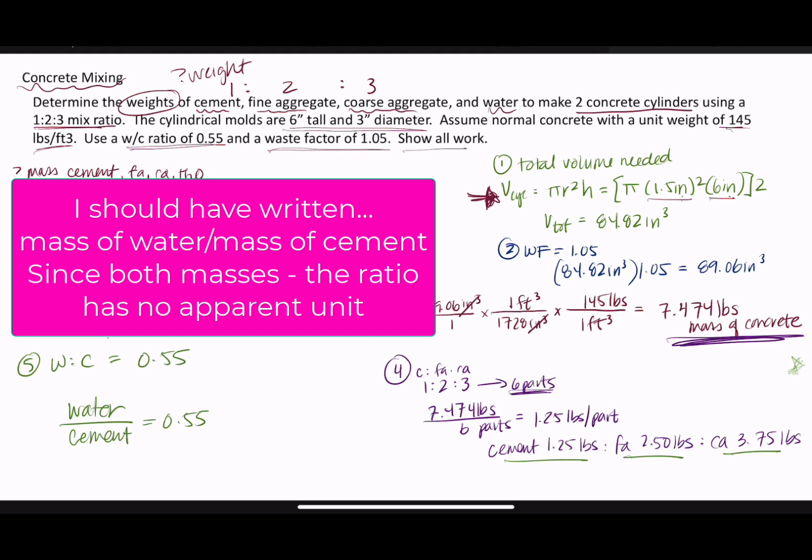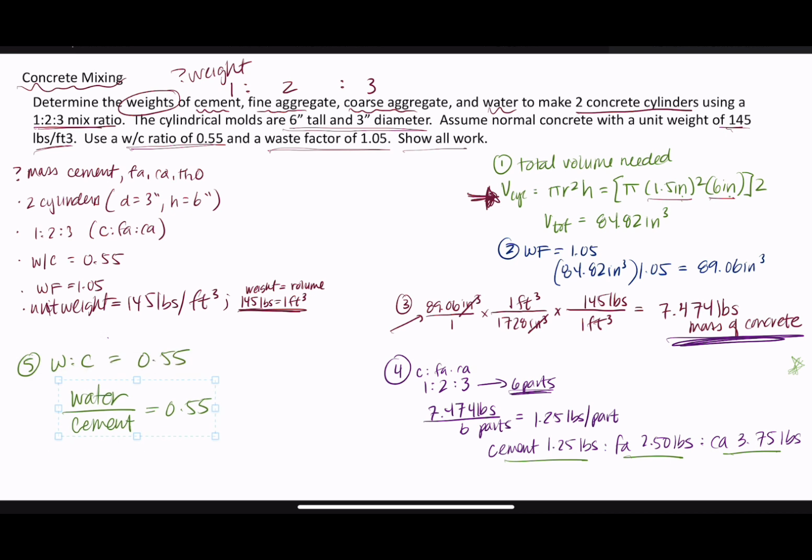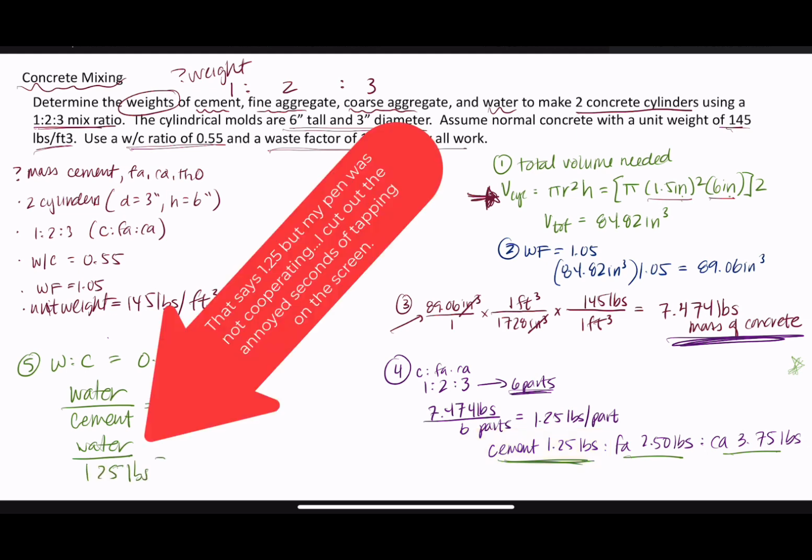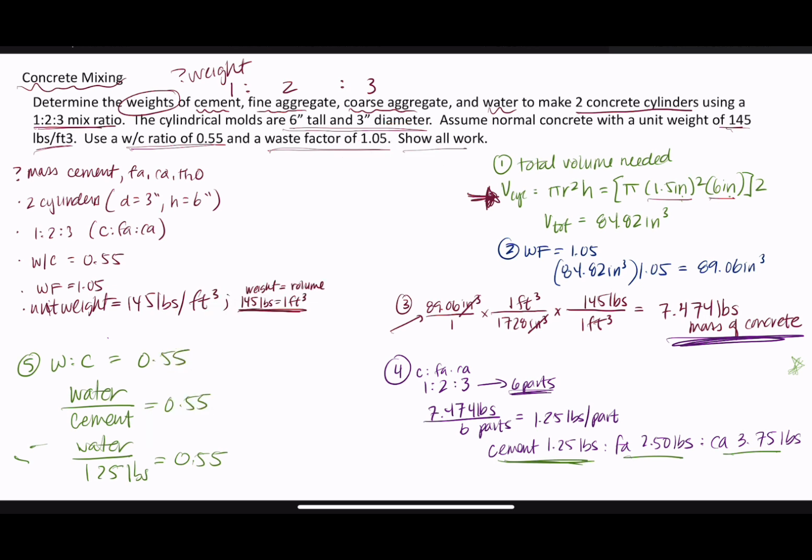And since they're both in pounds, 0.55 is unitless. Does that make sense? So let's scooch this up a bit. Now let's put in our information. My cement right here is 1.25. So I've got water on top of 1.25 is equal to 0.55. So then I would just solve for my water, and so my water is going to equal 0.688 pounds. So there's that.